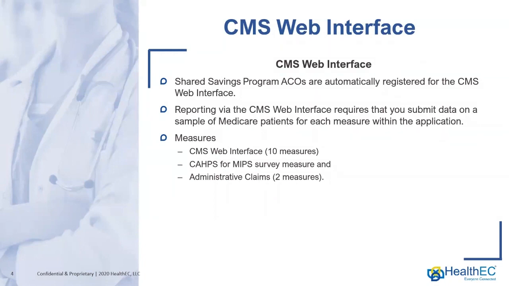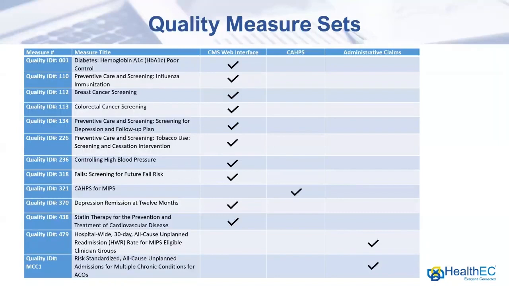So as far as what we will be working with, it is the CMS web interface measures. There's a total of 10 measures. Also included under this quality category, which are measures you do not need to worry about, is the CAHPS for MIPS survey, and then administrative claims measures. So as you can see on this screen, this shows your quality measure set that's included under your quality reporting. There are about 10 measures which are included within the CMS web interface.